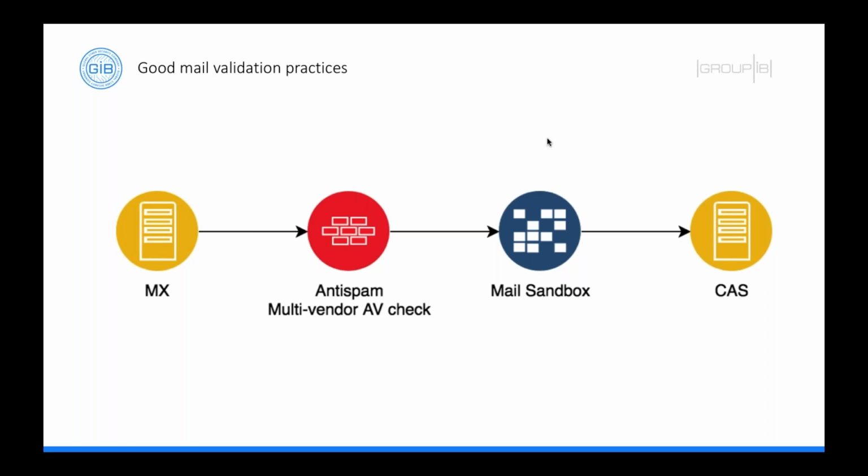So imagine we have a mail flow which starts with MX servers on the left. The mail coming from the internet would first hit these MX servers. Then usually it's good to put in anti-spam and a multi-vendor AV check. There are lots of commercial products to do this, and of course you could build it based on open source if you have enough engineering skills within your company.